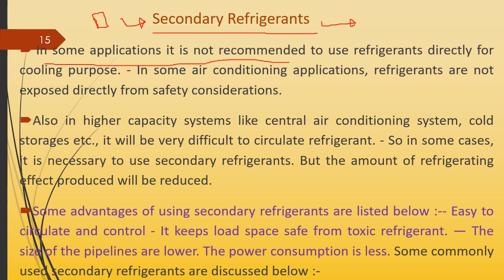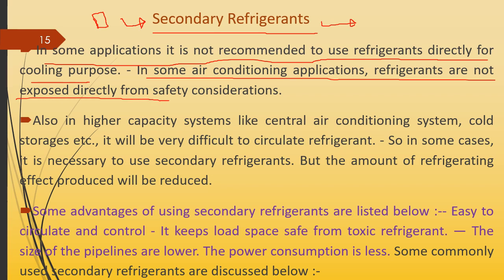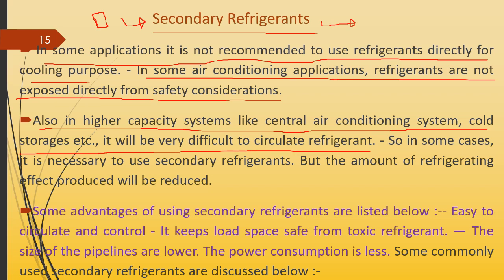In some applications, it is not recommended to use refrigerant directly for cooling purposes. In some air conditioning applications, refrigerants are not directly exposed, for safety consideration. In applications where safety is important, the refrigerant should not come in direct contact with the system. Also, in higher capacity systems like air conditioning or cold storage, it is very difficult to circulate the refrigerant, because if the size is very big, the mass of refrigerant required to be circulated in the system is very high, and then this problem will come. It is difficult to circulate the refrigerant.